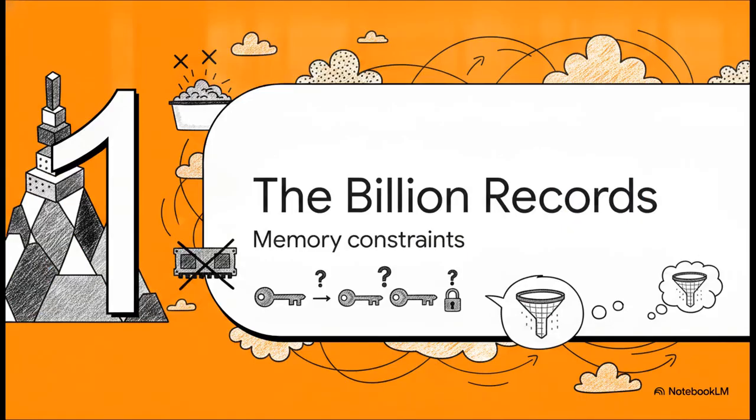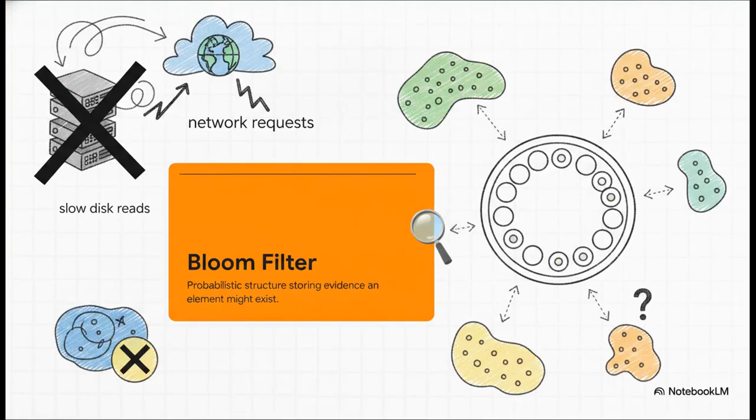Section 1, the billion record problem. So imagine you're building this massive database. You literally can't hold billions of exact keys in RAM just to check if something exists. But the reality is, most systems don't actually need a perfect 100% accurate answer on the very first try. They just need to avoid those incredibly expensive, slow disk reads or network requests. That is exactly where the Bloom filter comes in. It doesn't store the actual elements, it just stores the evidence that an element might exist.